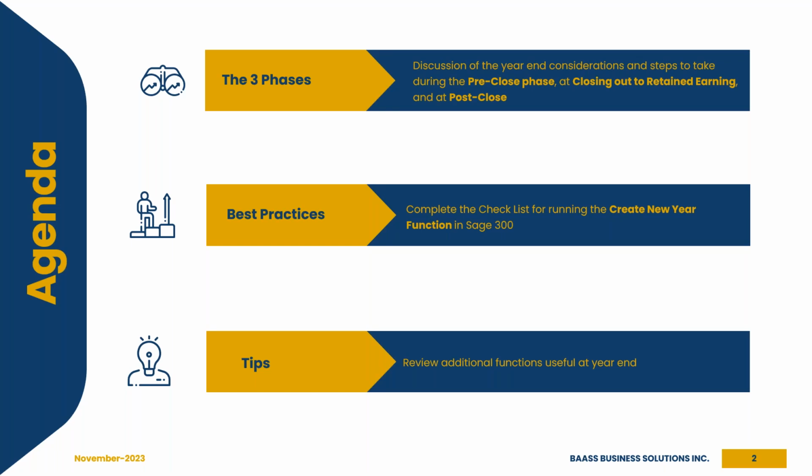So in the next few minutes, I'm going to discuss the three phases to year-end processing. There's a pre-close, there's the closing, and a post-close. I'll demonstrate how to run the Create New Year function using our best practice checklist, which is in the handout section. And I will share a few tips and additional functions that are useful at year end.